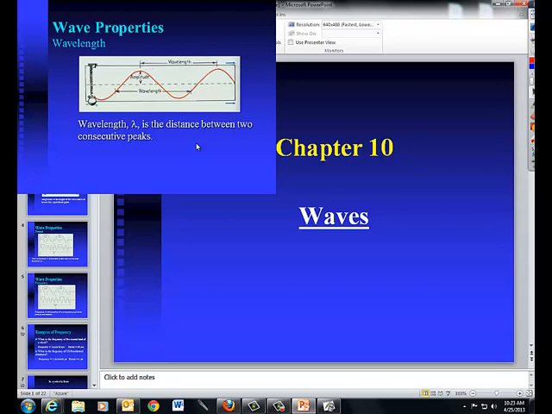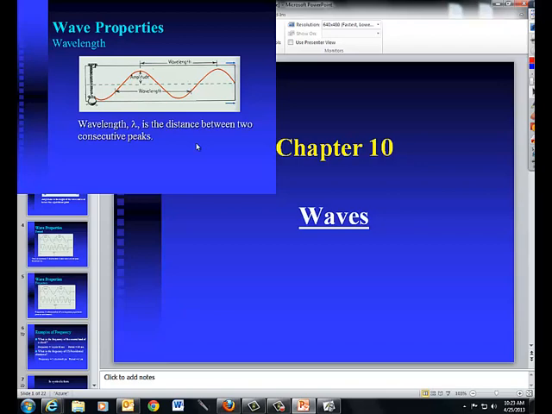So when you look at the different properties of the waves, you will notice that a wavelength goes from that top hump to the next hump. We call those humps the crest. The part at the bottom we call the trough. This is actually a picture of a transverse wave.